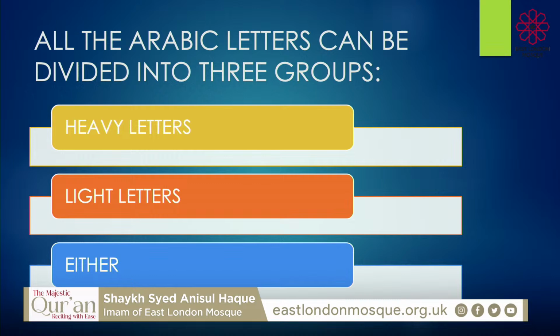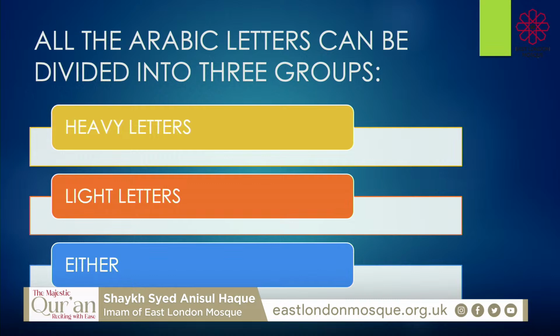How do you know when something's heavy and something's light? Simple rule. Can you remember? Good, very good. If you want to know a heavy letter, it's very simple. If you're making your mouth into an oval shape, then you know it's a heavy letter.